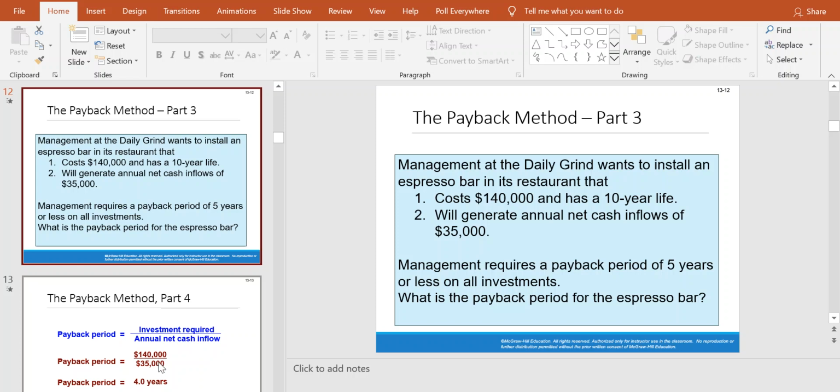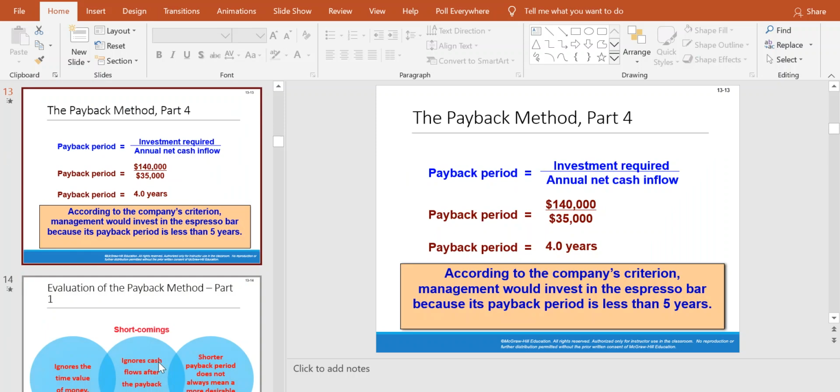So let's do the calculation. We take the cost, the initial investment, 140,000, divided by the annual net cash inflow, and we get a payback period of 4 years. According to the company's criteria, just based on the payback method, the management would invest in the espresso bar because the payback is less than 5 years.